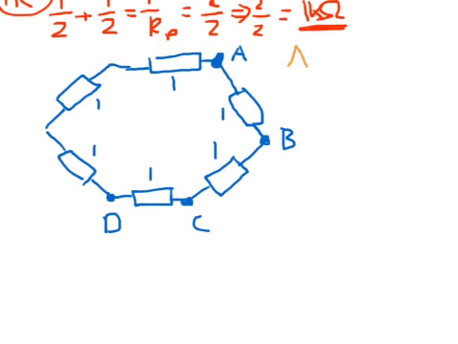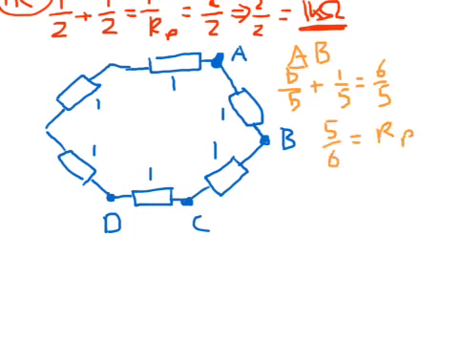and if we try this out, we'll do this in k and see what we get, because the pattern will emerge. So between A and B we've got a 1k, 1 over 1, in parallel with 5 others, so it's 1 over 5. And that equals, because this is equivalent to 5 over 5, that equals 6 over 5. So that means 5 over 6 equals our resistance in parallel, 5/6 of an ohm.